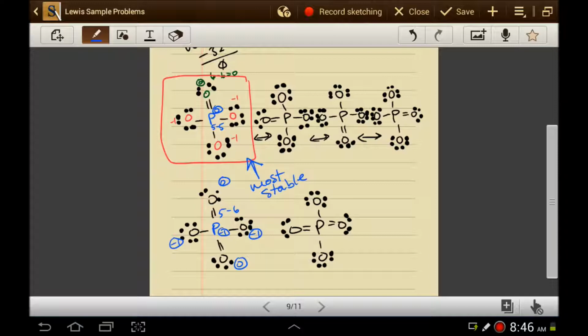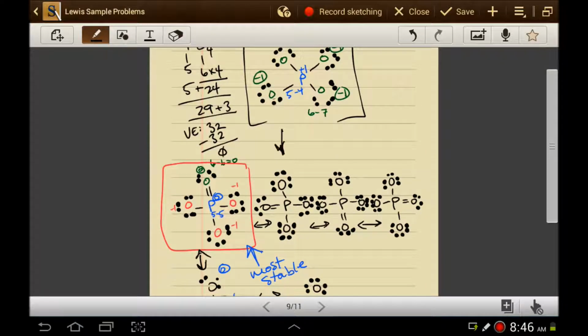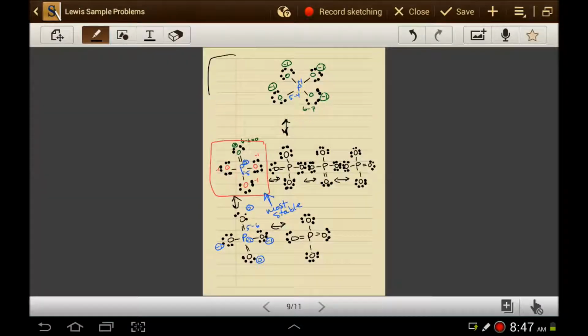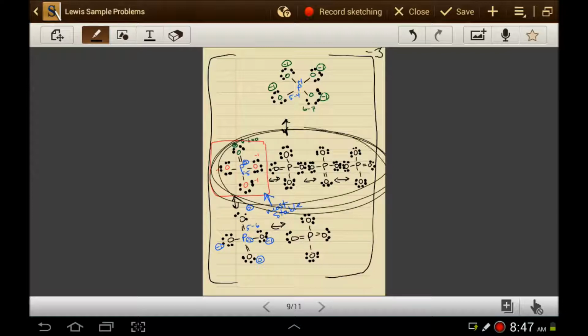So when you see phosphate, you would see it with a single bond. These are all possibilities. But the most stable one is going to be these in here, because of the way their formal charges work out.